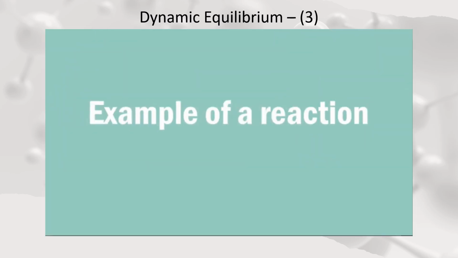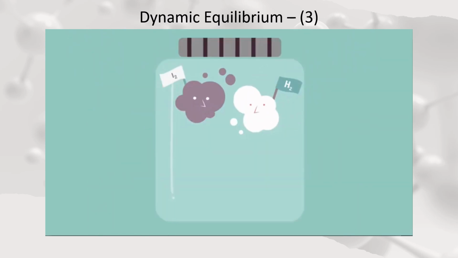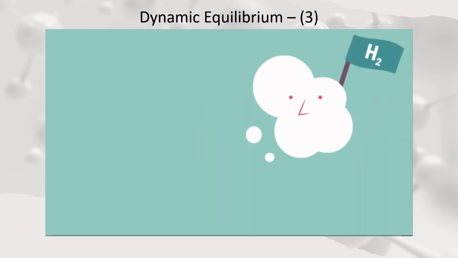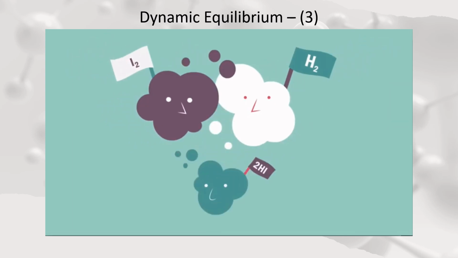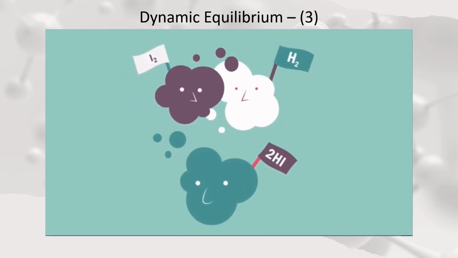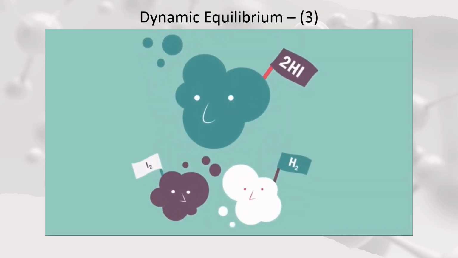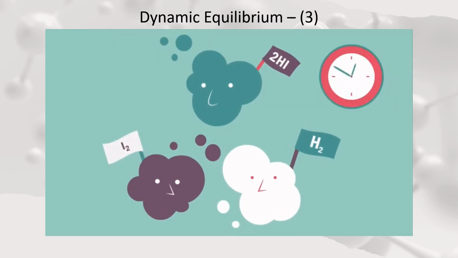An example of a reaction at equilibrium is the reaction of hydrogen and iodine in a closed container to produce hydrogen iodide. At the start of the reaction, there is a high concentration of hydrogen and iodine, and the concentrations decrease as hydrogen iodide is formed. The concentration of hydrogen iodide increases as the forward reaction proceeds. As hydrogen iodide is formed, the reverse reaction is then able to occur. Over time, the concentrations of hydrogen, iodine, and hydrogen iodide remain constant.